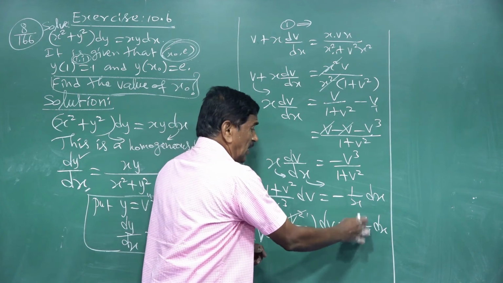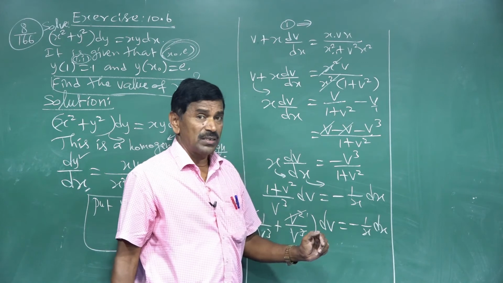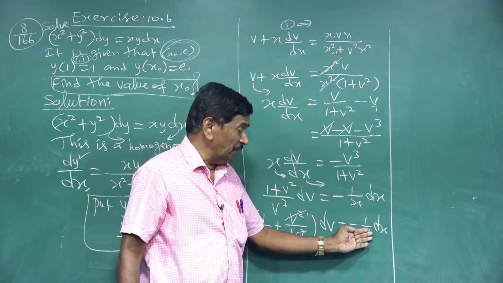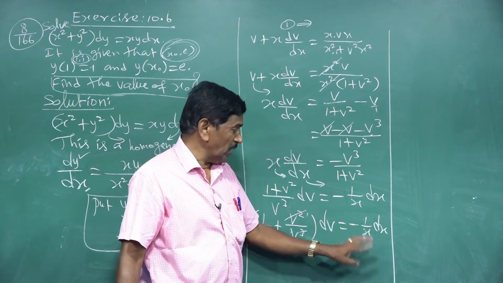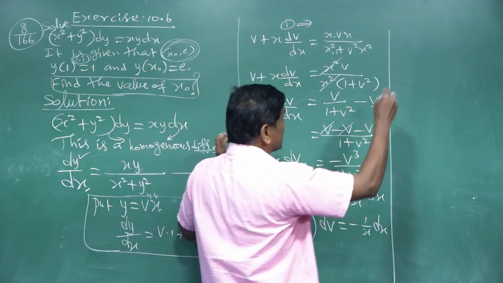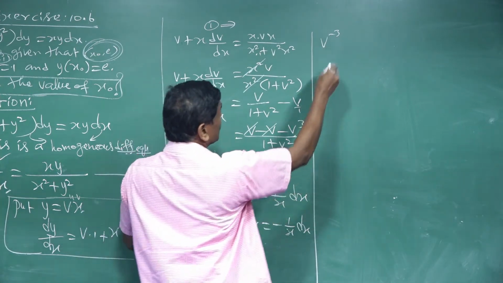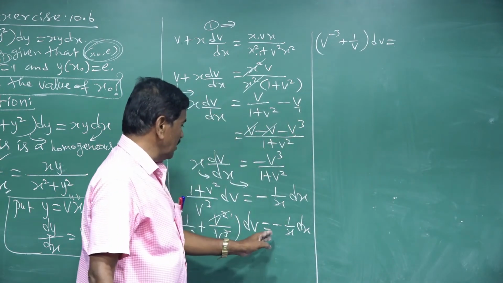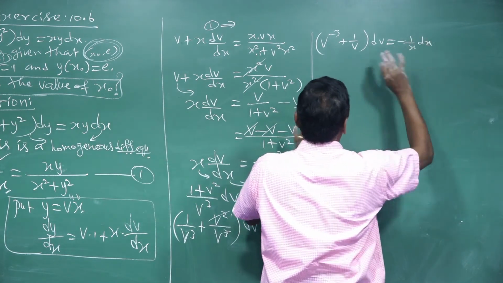And also here integral 1 by x dx equals log x. Why does integral 1 by x dx equal log x? There is a logic. Here the differentiation of the denominator x is 1. So when the numerator is the differentiation of the denominator, your answer is log of the denominator function. That is a technique. That is why here it is log x. Now write your step: v power minus 3 plus 1 by v into dv is equal to, on the right hand side, minus 1 by x into dx. Okay, up to this ready.